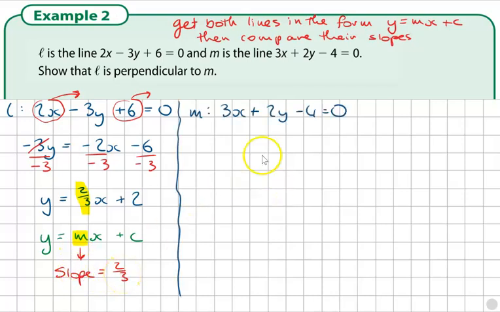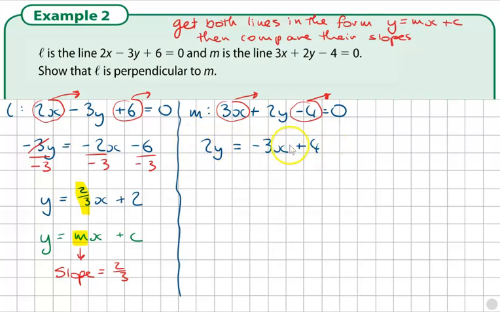So then we do the same with the line m. So we have 3x plus 2y minus 4 is equal to 0. So we're going to carry the 3x over the equal sign and the minus 4 over the equal sign, and they will change signs. So the 3x comes over and becomes minus 3x, and the minus 4 comes over and becomes positive 4. We bring down the 2y, that doesn't change because it hasn't moved. Then we have equals, the 3x comes over, becomes minus 3x, the minus 4 comes over, becomes plus 4.